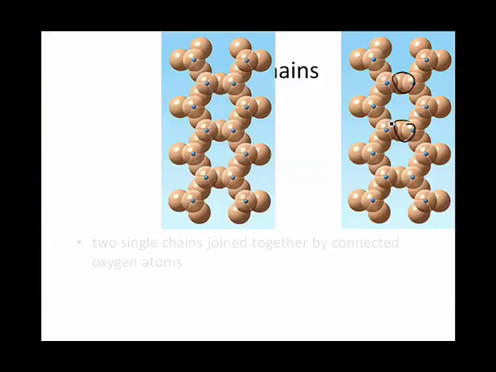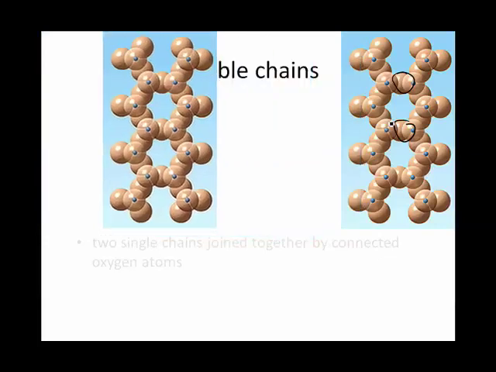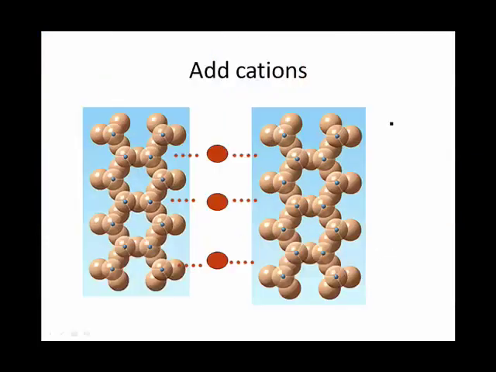Of course, two double chains will repel each other. How do you get them to stick together? Of course, simply add cations. And once again, those ionic bonds will be the weaker bonds, and that's the way the mineral will tend to break.